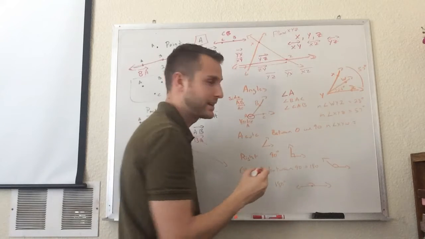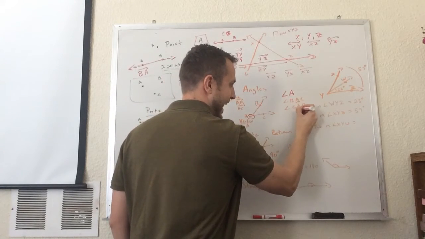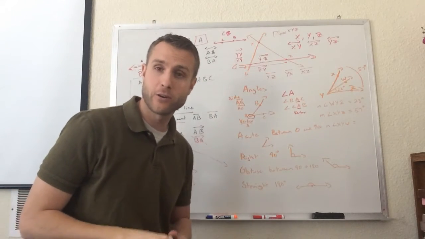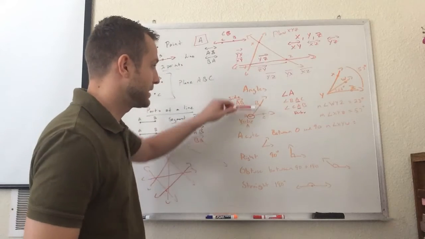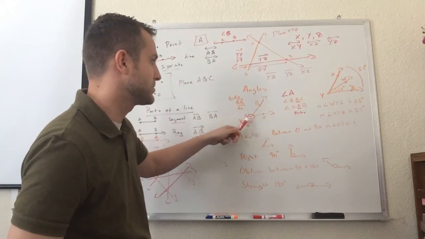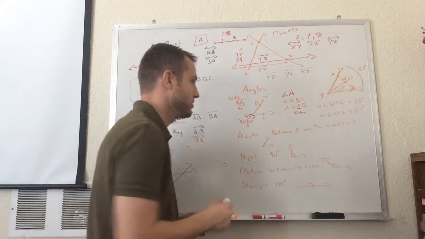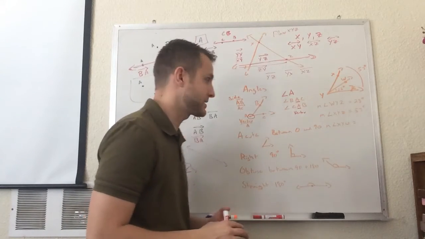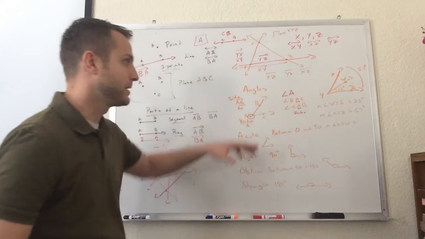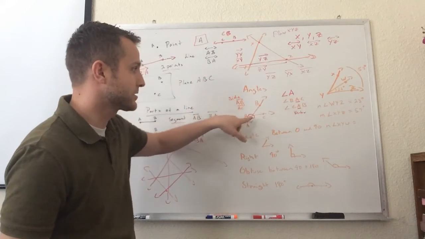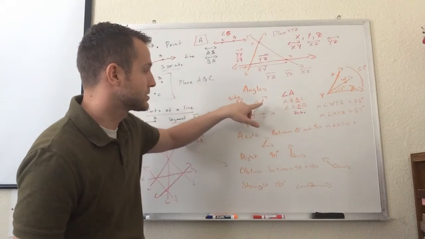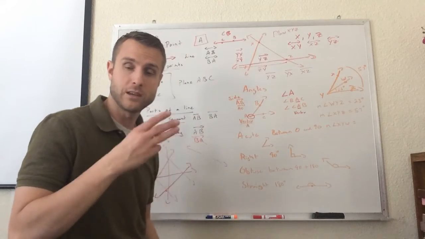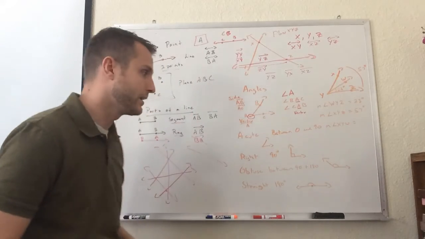But this is very important. The vertex has to be in the middle. When you use all three letters, the vertex must be in the middle. So I can either start here and do BAC or start here and do CAB, but I could not do ABC. That would be wrong because B is not the vertex. So the vertex has to be in the middle when I label them. Three ways to label an angle: with just the vertex, or starting at either side with the vertex in the middle. So you have to use either one letter for an angle or all three with the vertex in the middle.